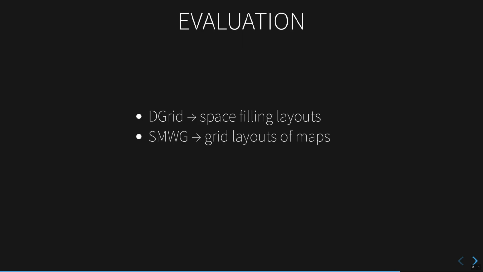We also compared Hagrid to other techniques: DGrid, which produces space filling layouts; SMWG, which is usually used for creating grid layouts of geographical areas with a strong focus on quality; and CMDS, which also produces grid layouts as our approach, at seemingly much higher runtimes.